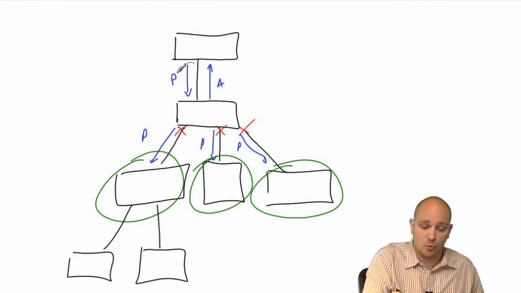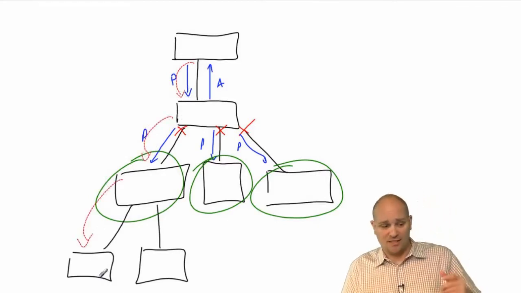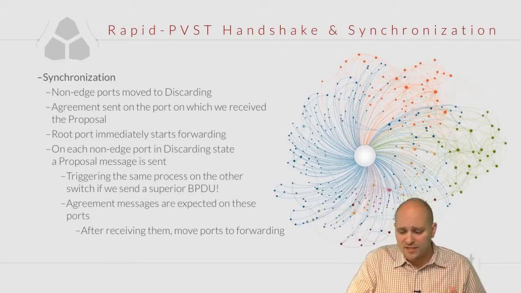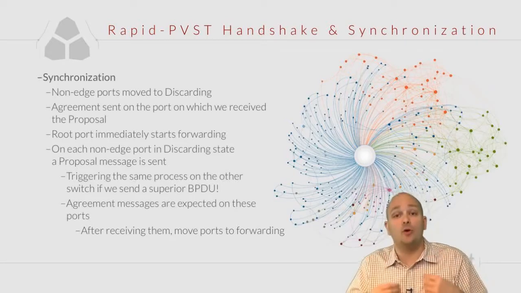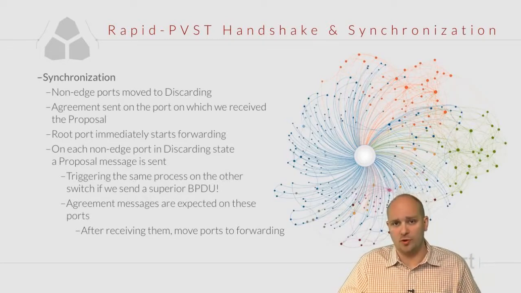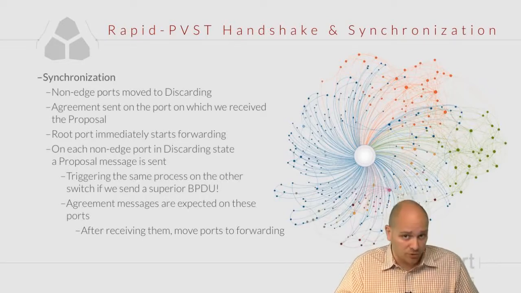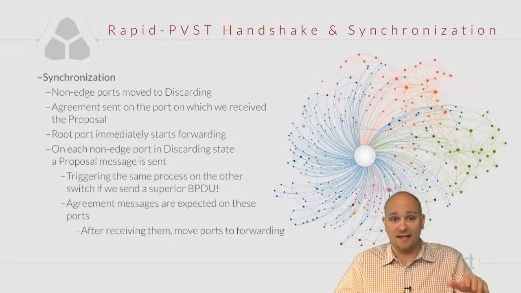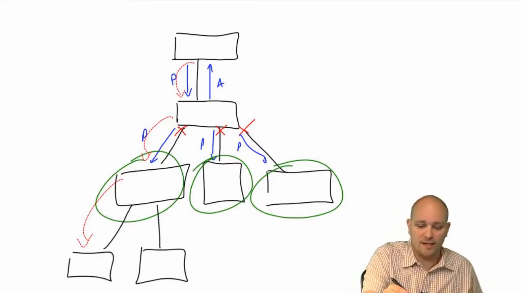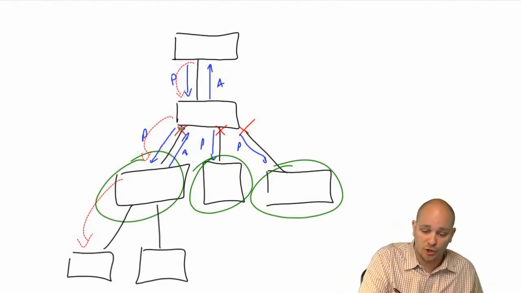So what happened here is we had the proposal, we are sending the proposal, and the proposal goes out just like this. Once we send our own proposals, we are going to be expecting and waiting for the agreements to arrive. When we receive the agreement message on the port on which we have sent out the proposal, we are immediately going to transition it into the forwarding state. So in our example, when this switch here agrees, at that moment, we are going to start forwarding here.